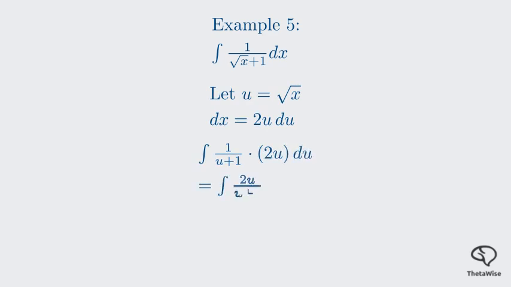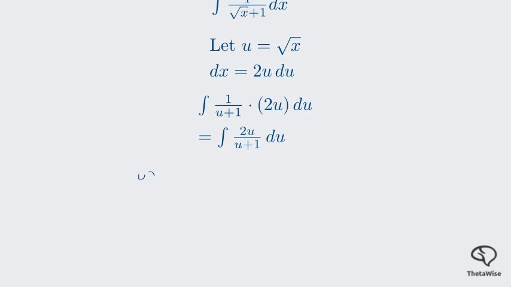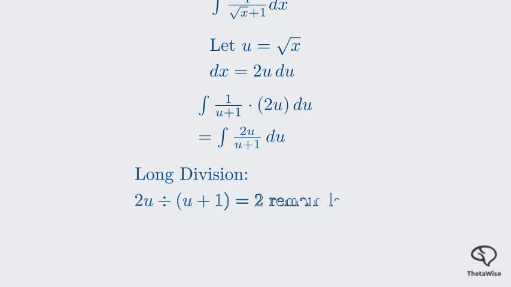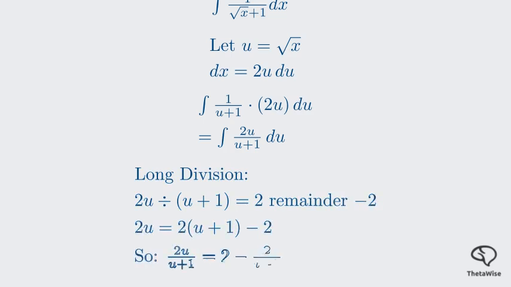This simplifies to the integral of 2u over u plus 1. Again, the degree of the numerator is 1 and the degree of the denominator is 1. They are equal, which means we should use long division. Dividing 2u by u plus 1, we get a quotient of 2 and a remainder of 2. Therefore, 2u over u plus 1 can be rewritten as 2 minus 2 over u plus 1. Now our integral is much simpler to evaluate.